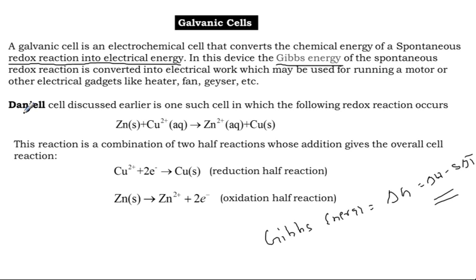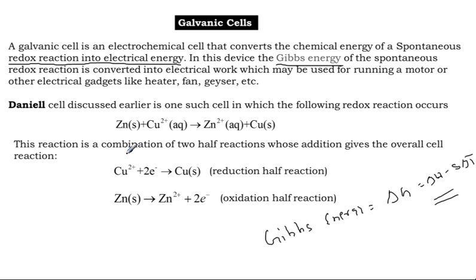Okay. So dear student, you have to remember all these points. The Daniell cell discussed earlier is one such cell in which the following redox reaction occurs. Zn is oxidized to Zn2+ and Cu2+ is reduced to Cu in pure form, and the suffix aq means aqueous. Aqueous means hydrated ion, hydrated electrolyte. Hydrated ions are known as electrolytes. Only hydrated ions, electrolytes, are charge carriers. Very important. So this reaction is a combination of two half reactions.